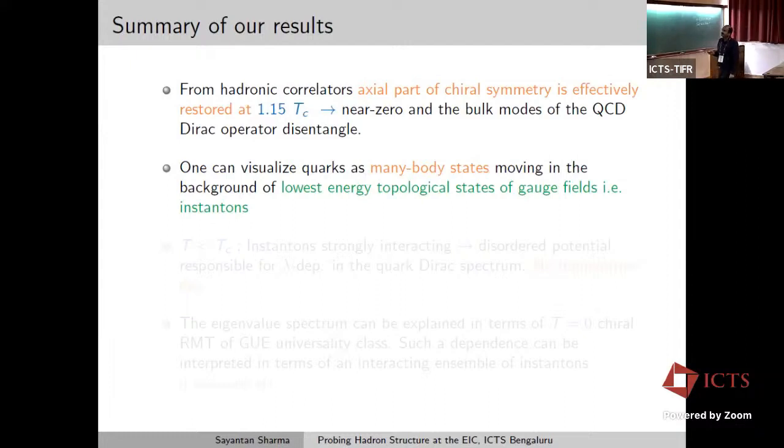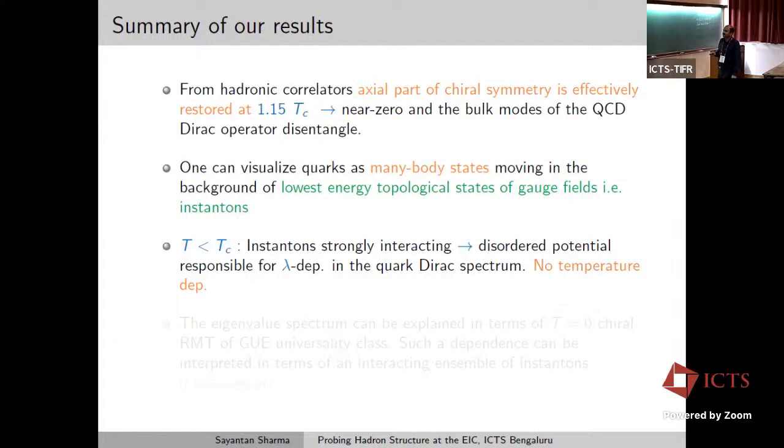What we observe from the eigenvalue spectrum is that the agreement with the random matrix theory predictions actually starts to break when we go to higher temperatures, beyond the chiral symmetry transition or crossover temperature. So we try to interpret it, and a simple interpretation could be that one can visualize quarks as many body states moving in the background of lowest energy topological states of gauge fields, which can be instantons, or people have talked about vortices or instanton dions, and several such candidates are there.